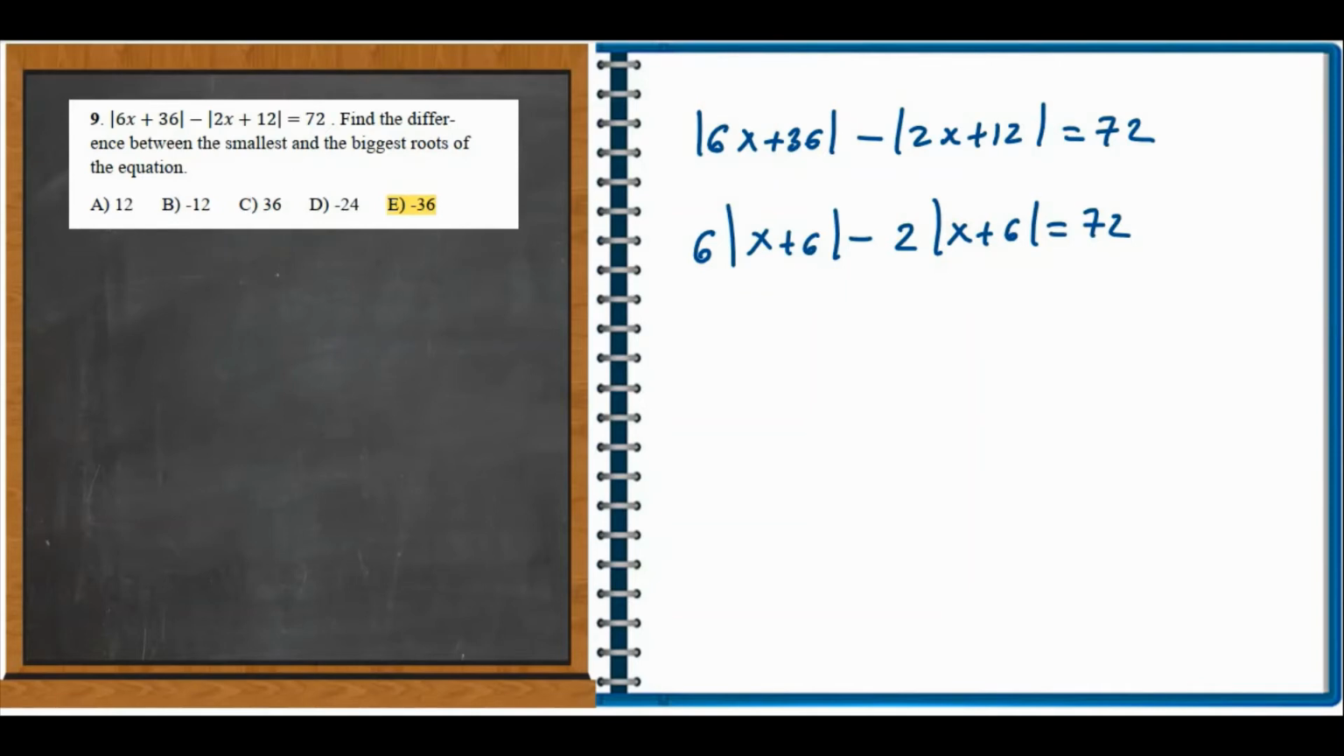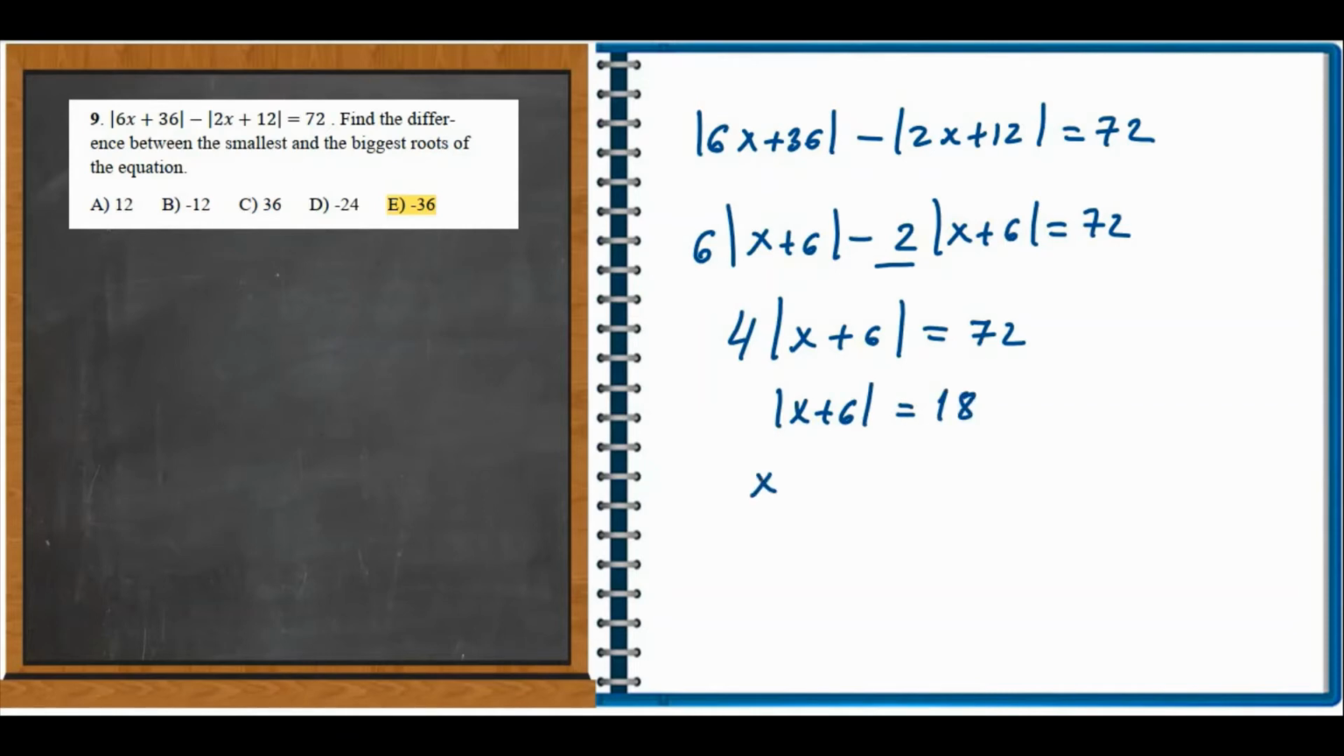6 times any number minus 2 times the same number is 4 times that number. So 4x plus 6 equals 72. We just subtracted 6 and 2. So x plus 6 equals 72 divided by 4, which is 18.